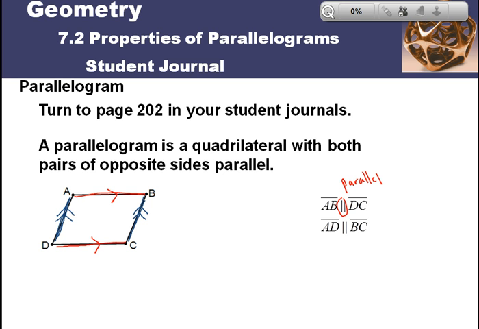Okay, great. So that's the definition of a parallelogram, but this chapter is called Properties of Parallelograms. So there are many more properties that we're going to learn. So we're going to go to the next one.